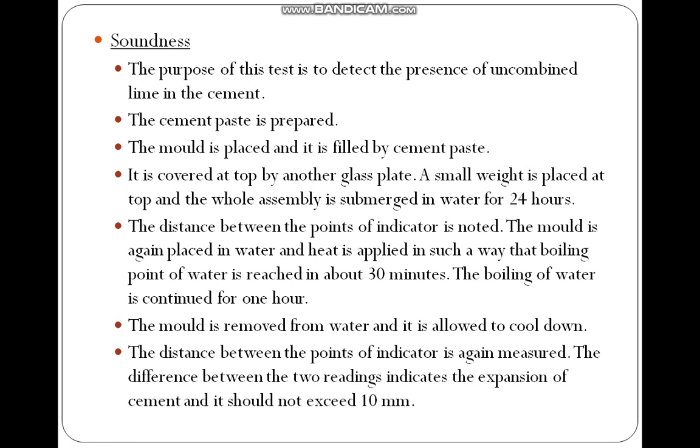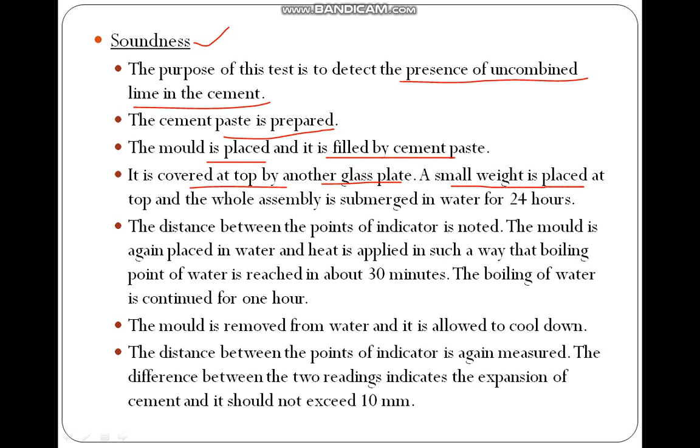Soundness. The purpose of this test is to detect the presence of uncombined lime. So we have already seen that lime in excess makes the cement unsound. So if uncombined lime is present in the cement, it is tested by the soundness test. The cement paste is prepared as above. The mold is placed and filled with cement paste. It is covered at the top by another glass plate.